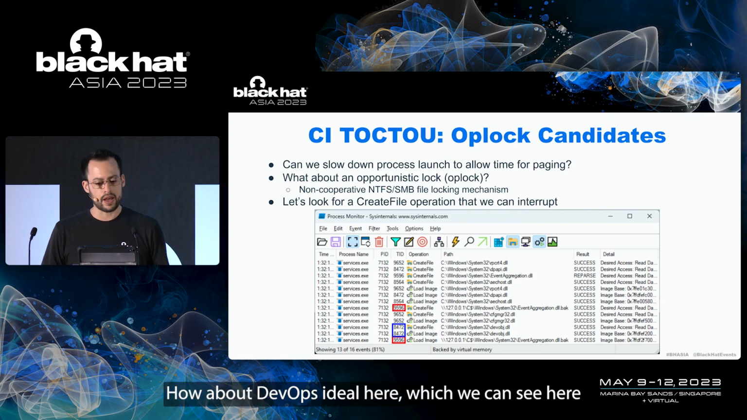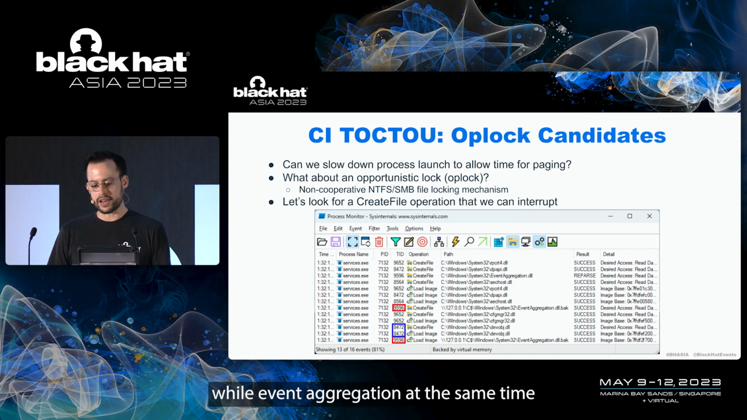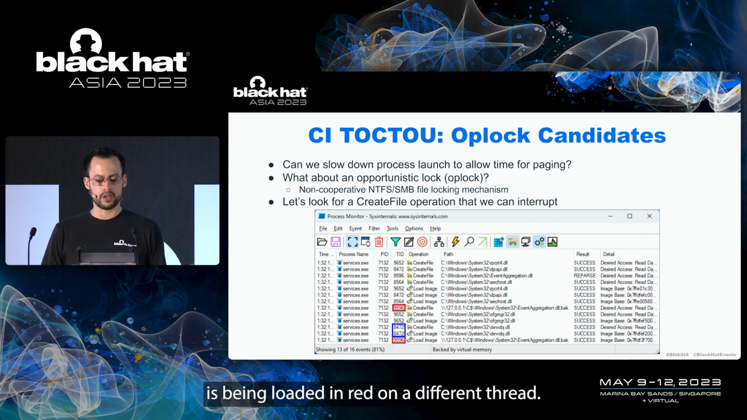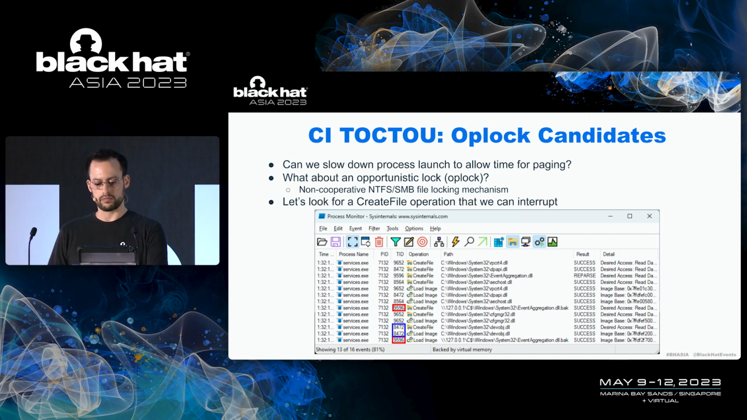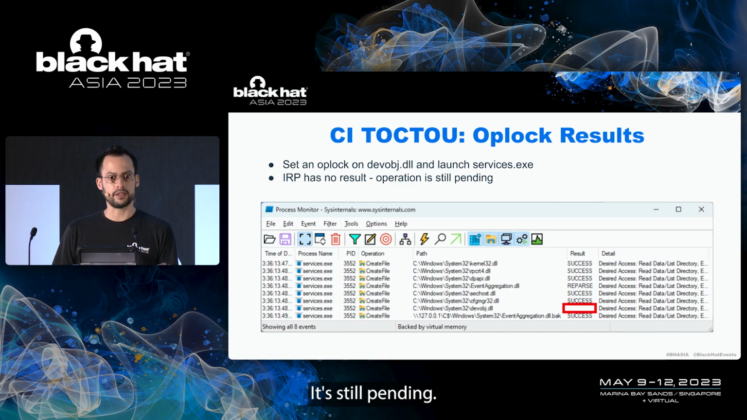How about devobj.dll here, which we can see loaded in blue on one thread, while event aggregation at the same time is being loaded in red on a different thread. So setting an op lock on devobj.dll, we can see the IO operation has no result. It's still pending.